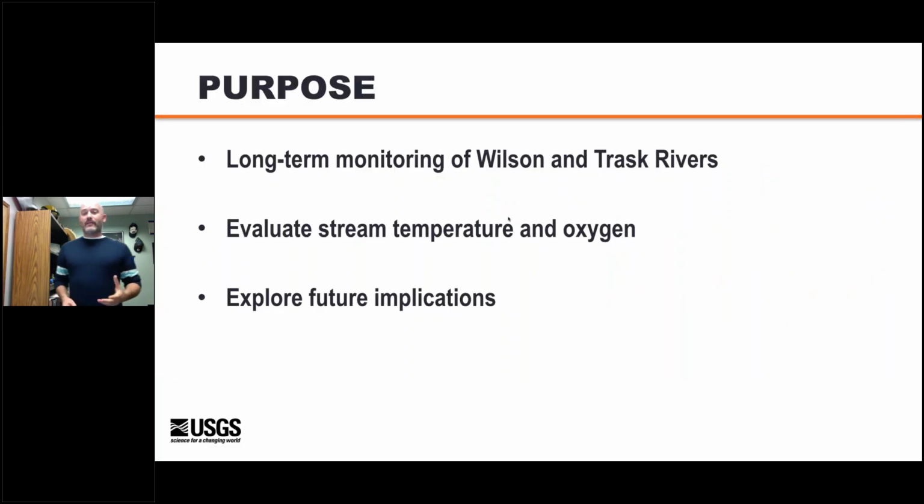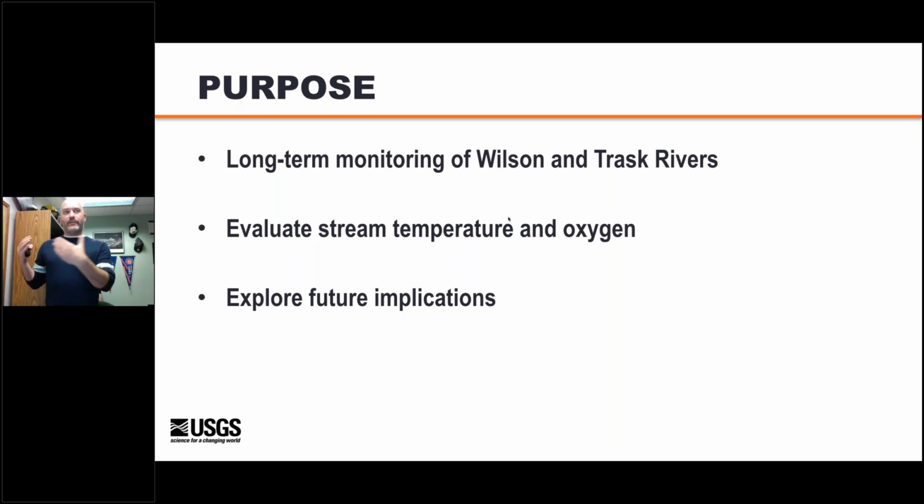Now, to give you a little perspective of what I'll be talking to you about today and get it all in context for you: we're trying to do long-term monitoring at these two particular rivers in coastal Oregon because we're trying to evaluate what their current stream temperatures and oxygen conditions are, because they are what's considered impaired streams for a certain endangered fish, basically salmon in coastal Oregon.